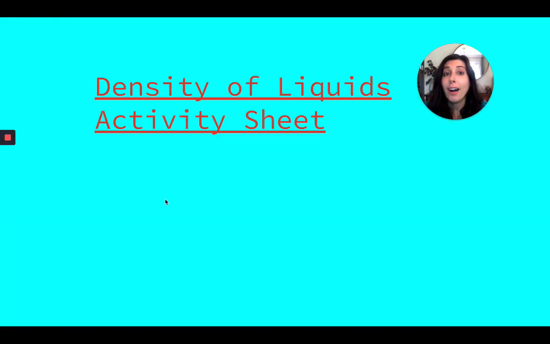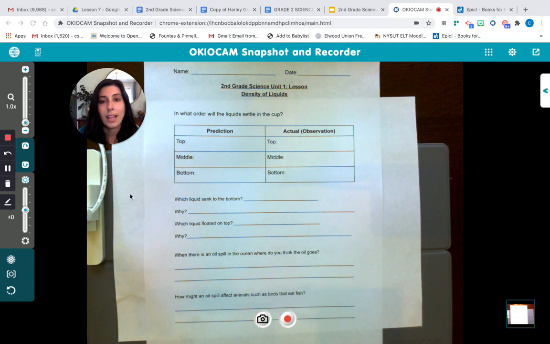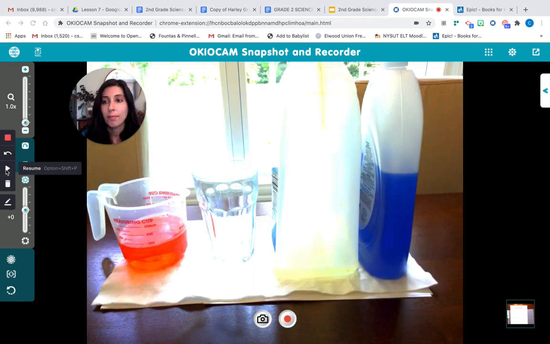Now it's time for us to do a science activity of our own. So you will need a density of liquids activity, and it looks like this. If you're learning from home, you'll find it in your Google Classroom, and as usual, if you're learning from school, your teacher will give it to you. If you don't have that sheet yet, please pause the video here and come back when you do have it. You will need this sheet for our activity.